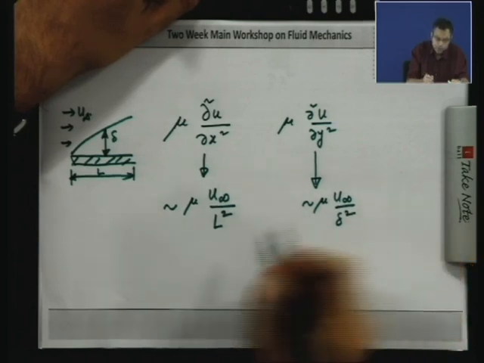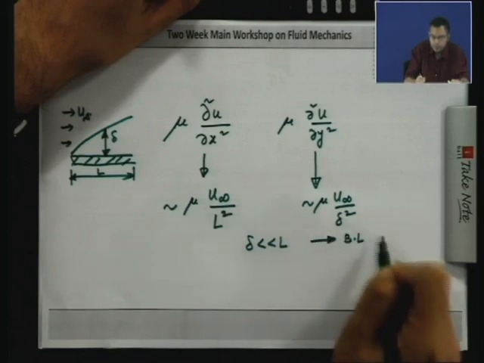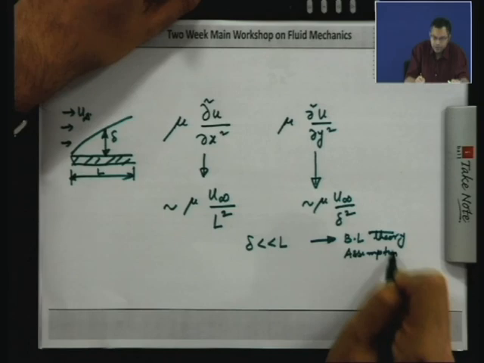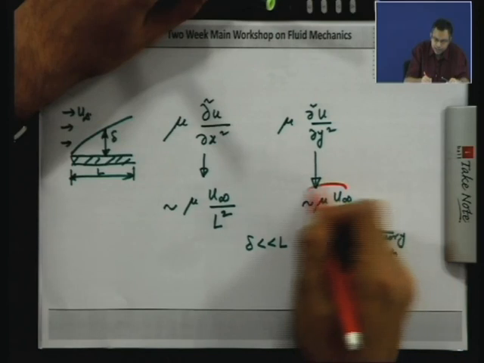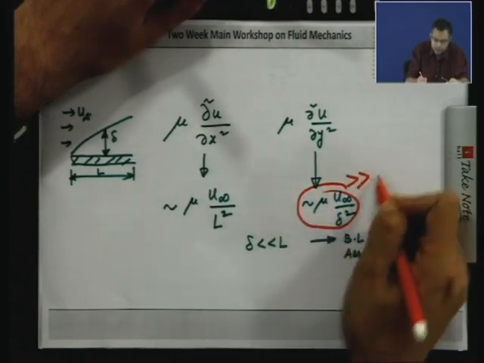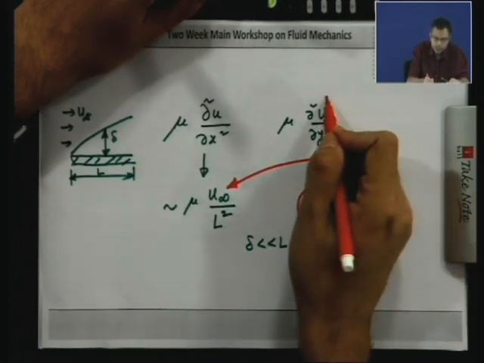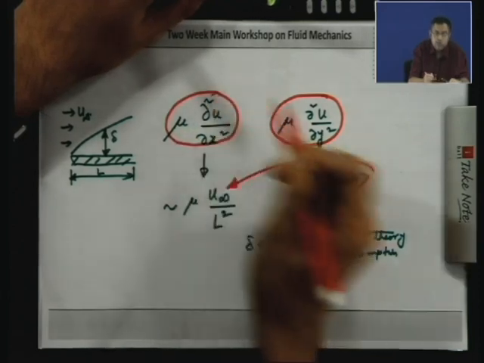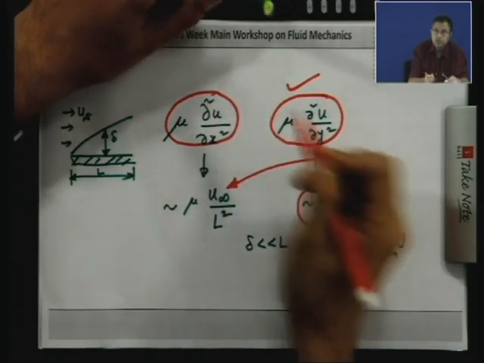Because delta is much less than L, which is one of the important assumptions for boundary layer theory and is valid when the Reynolds number is large, mu u infinity by delta square is much greater than mu u infinity by L square. That means this term significantly outweighs the other term in the boundary layer. That is why we keep this term and not the other term in the boundary layer equation.